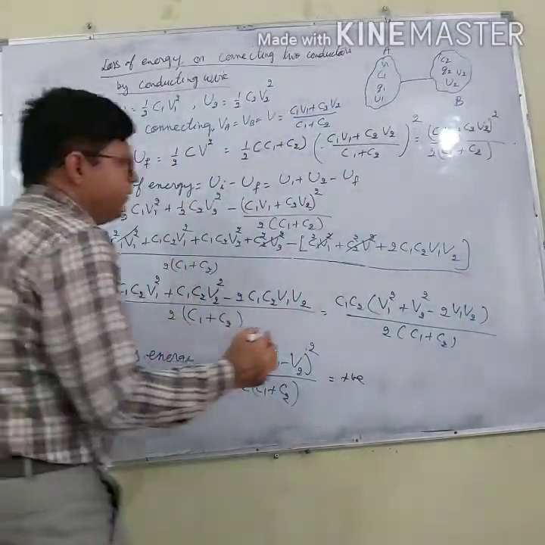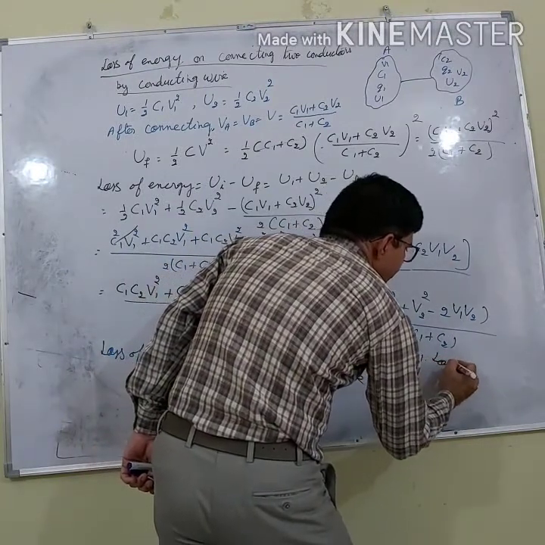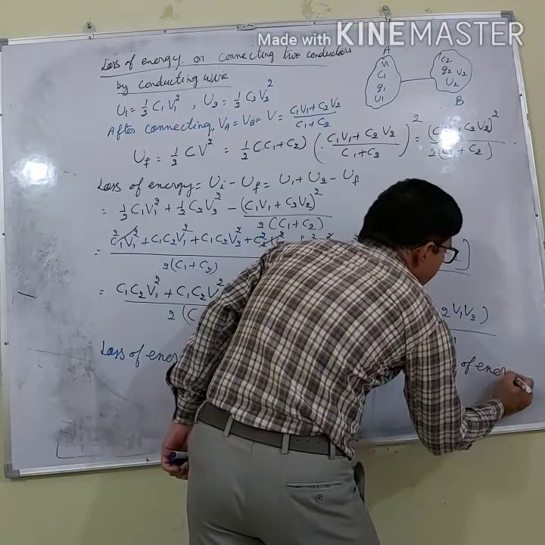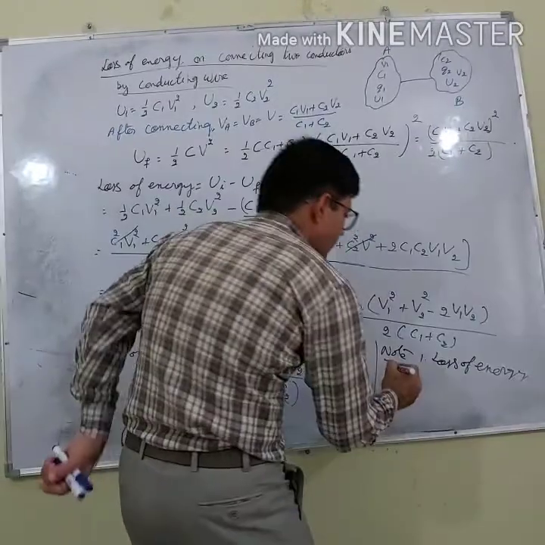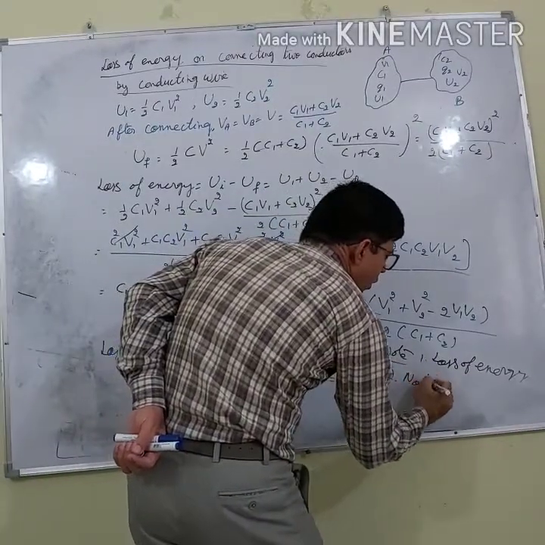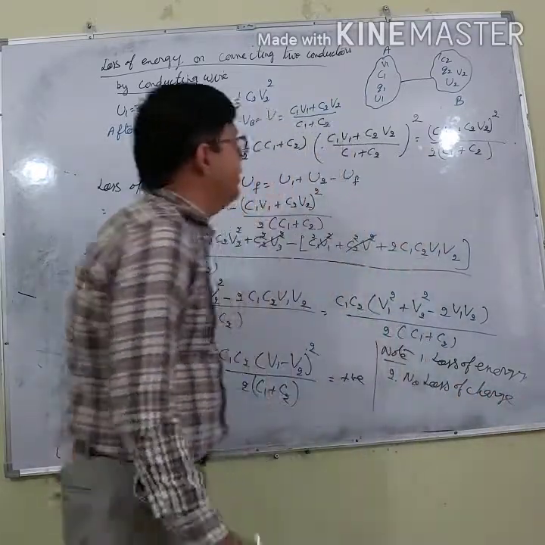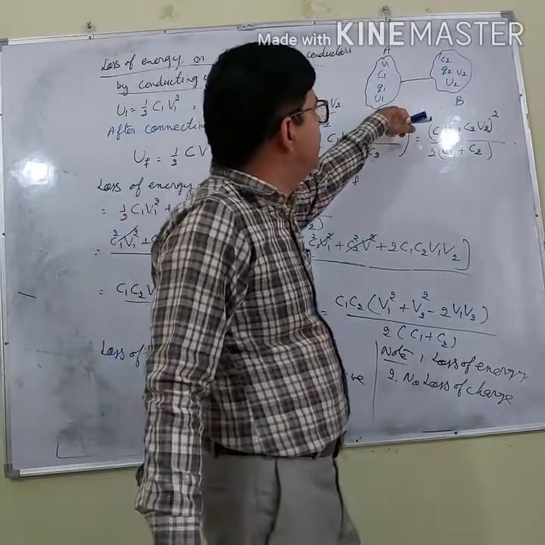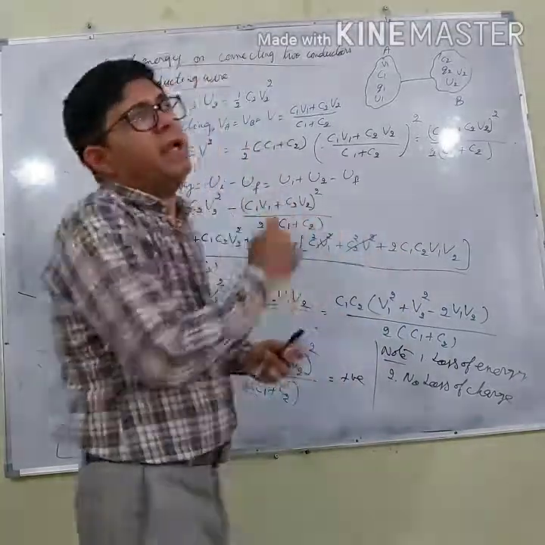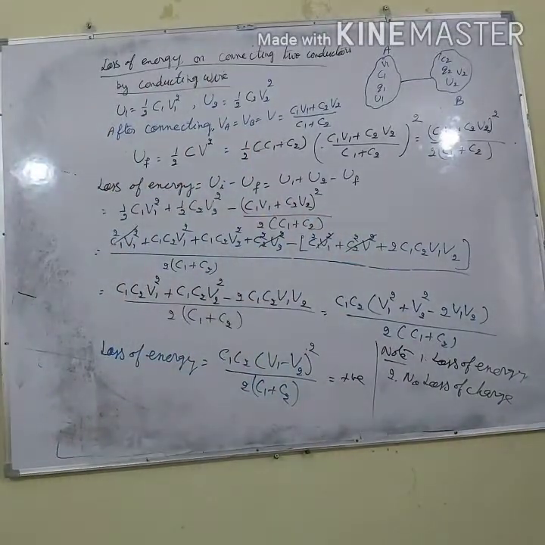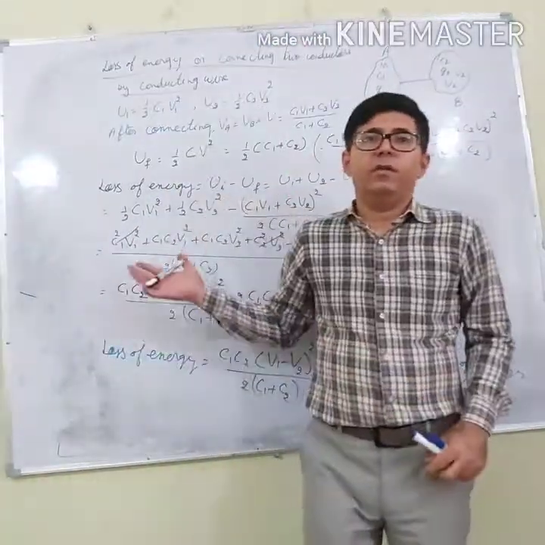Right? So what is the note? The note is, there is loss of energy in the form of heat and light, and second is no loss of charge. Before connecting them, the charge of the system is Q1 plus Q2, and after connecting, the charge of the system is again Q1 plus Q2. Right?